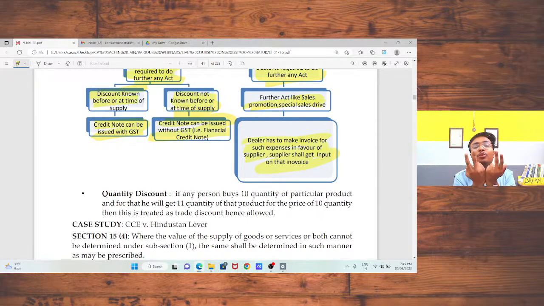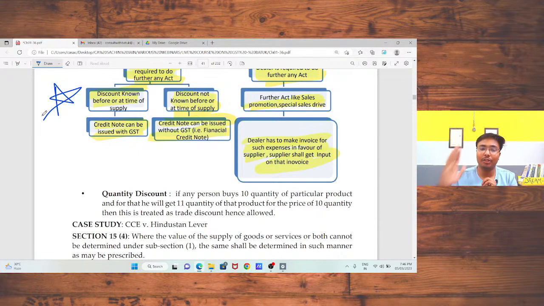Under post sales discount, there are two situations: the dealer needs to do something or the dealer is not required to do something. In case the dealer needs to do something, for those expenses the dealer needs to pay the amount on behalf of the supplier, and the supplier is eligible to take the input tax credit on those expenses. But in the case where the dealer is not required to do any act, there are also two categories. One where the discount is decided at the time of supply, trade credit note can be issued; or if the terms have not been decided, in that case a financial credit note should be issued. Okay, sir. This is clear. This is the most important part of the discount we discussed.